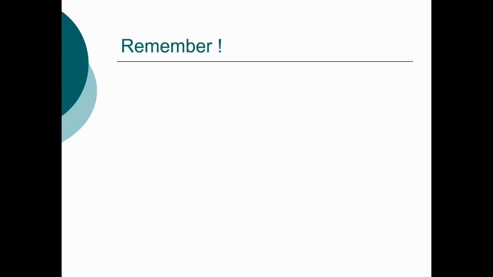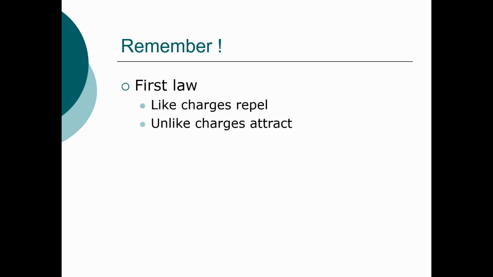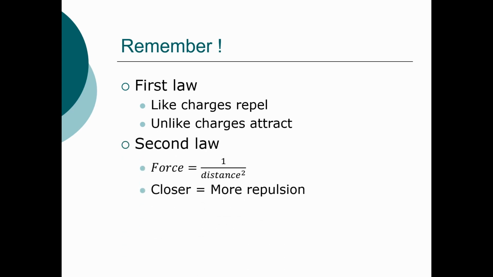The important things to remember are: unlike charges attract and like charges repel. This repulsion is the source of voltage in an electrical circuit. The second law states that the force of repulsion or attraction is inversely proportional to the square of the distance between the charges. For like charges, the closer the charges are together, the greater the force of repulsion.